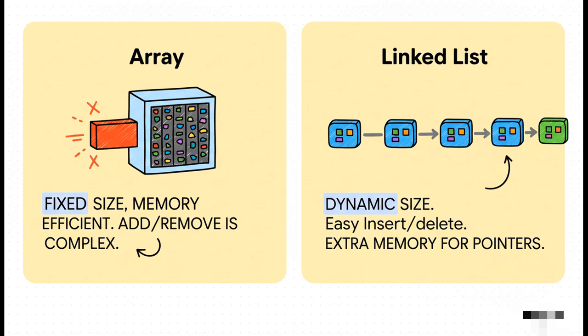Take an array, for instance. It's like a fixed-size pillbox, super memory efficient, but you can't just add more slots. A linked list, on the other hand, is like a chain. You can add or remove links anywhere you want, but each link has that extra baggage of connecting to the next one. Choosing the right one is this huge trade-off that can totally make or break your app's performance.